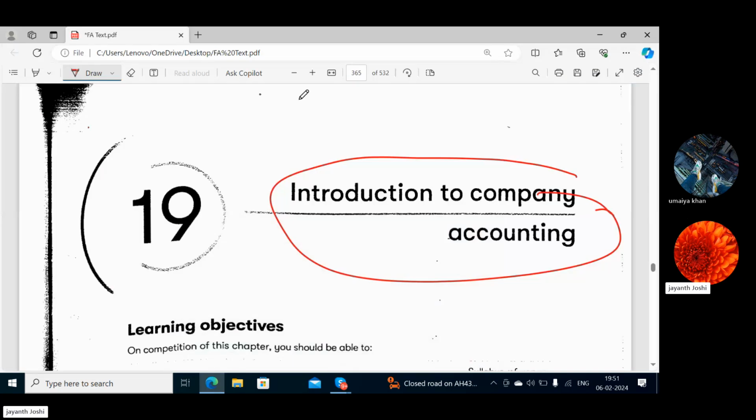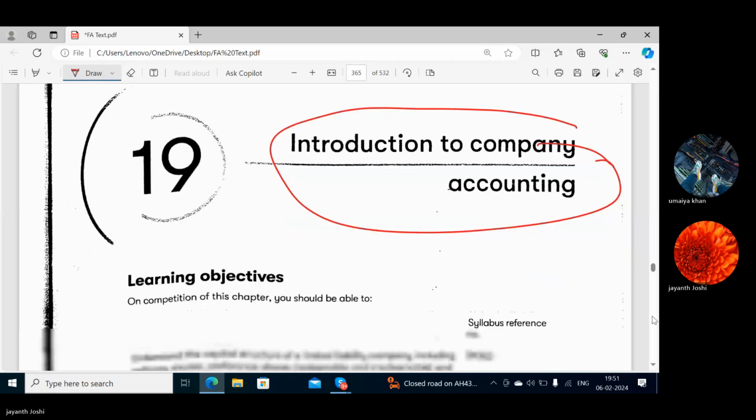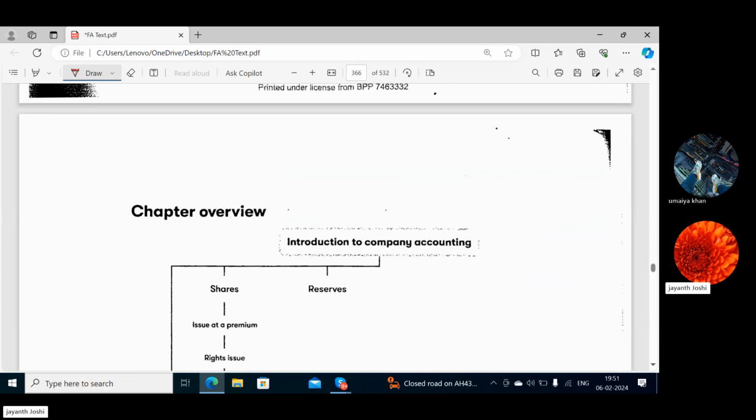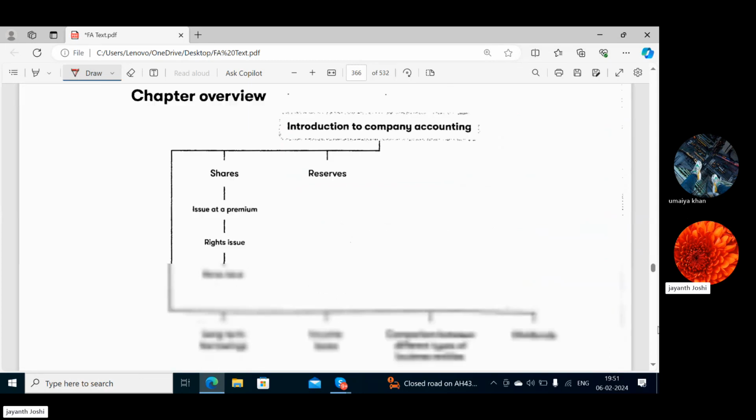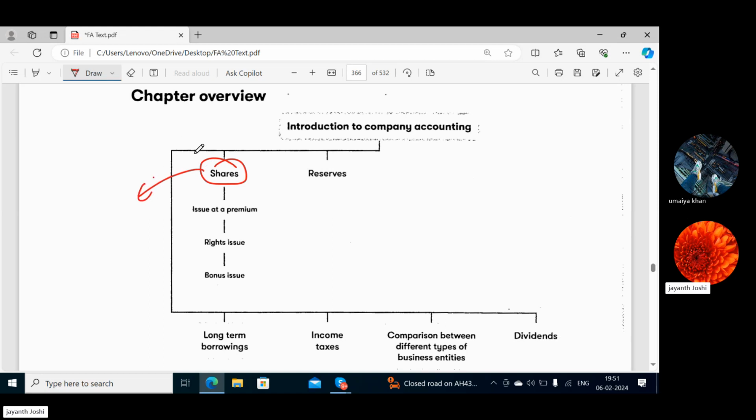So today's topic is introduction to company accounting. So what are we going to learn in this? We are going to learn about shares. If you buy shares of a company, you get ownership rights in that company. So this depicts or conveys ownership rights in a company.